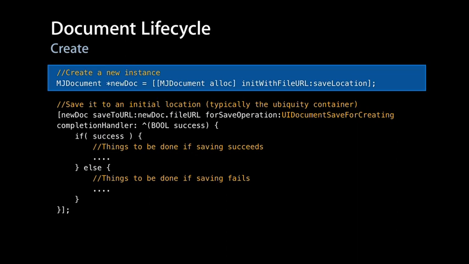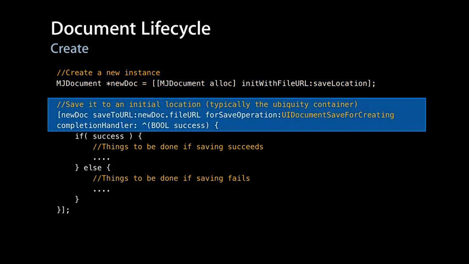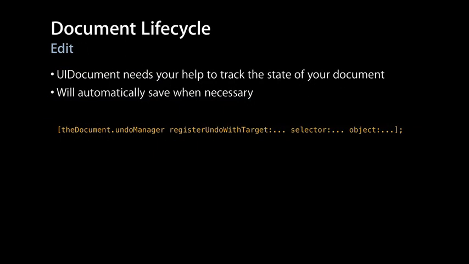Now, once you've called that, you just want to turn right back around and call saveToURL:forSaveOperation:completionHandler:. You'll notice what I'm passing into this particular method is UIDocumentSaveForCreating. We are telling our document subclass that this is the very first time that we are saving this file. You'll also notice that this method takes a completion handler. This gives you the ability to supply your own block to have your own code executed once the save has finished. And what gets passed into this is whether or not the save was successful. So you can do different things depending on how that ended up.